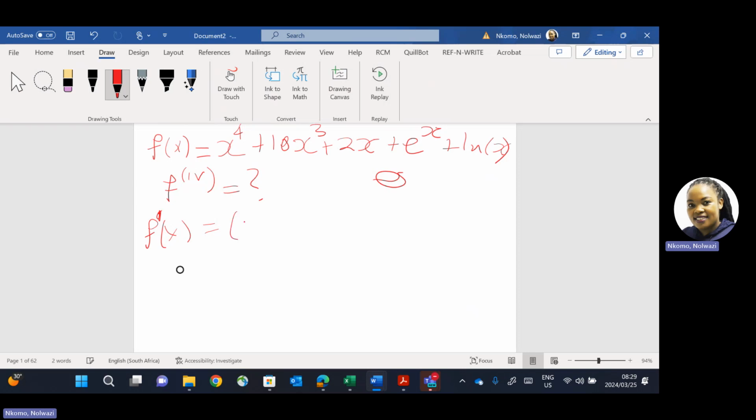We want x to the power 4 prime, right? This prime stands for I'm differentiating x to the power 4. Then plus, okay, I take out the constant. 10 times x to the power 3, x to the power 3 prime. Remember, you don't have to write these steps. I have to write it because I need to show you how to get to the final answer, right?